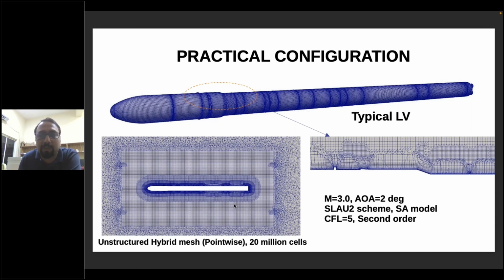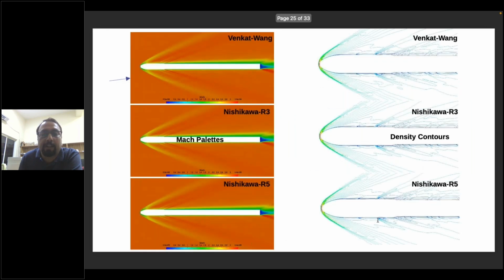So it's around a 20 million mesh with voxels in the near field. Here you can see the boundary layer and small steps in all these zoomed portions. This is a Mach 3 case at an angle of attack of 2, with the SLAU2 scheme and the SA model. So I kept CFL 5 constant, with a second order solution. And let's see how the results are.